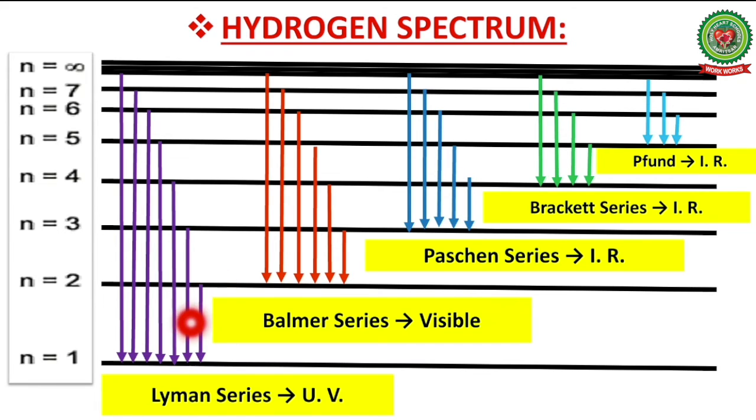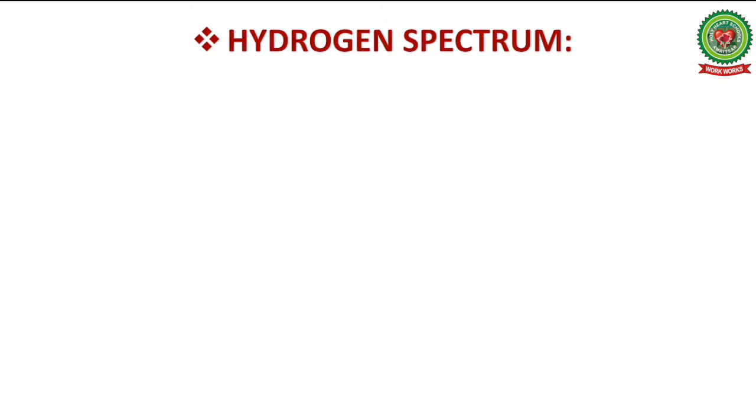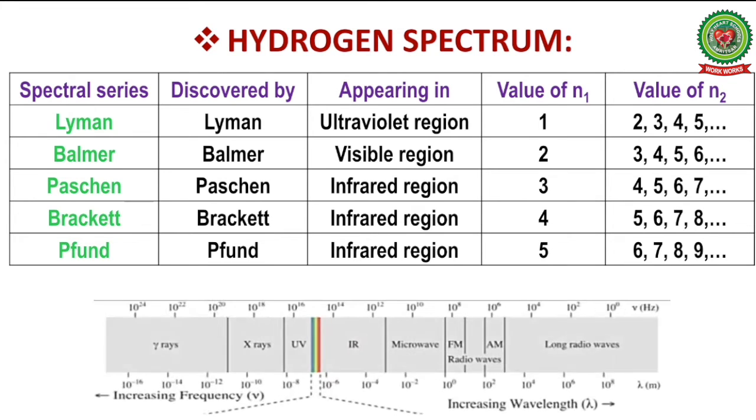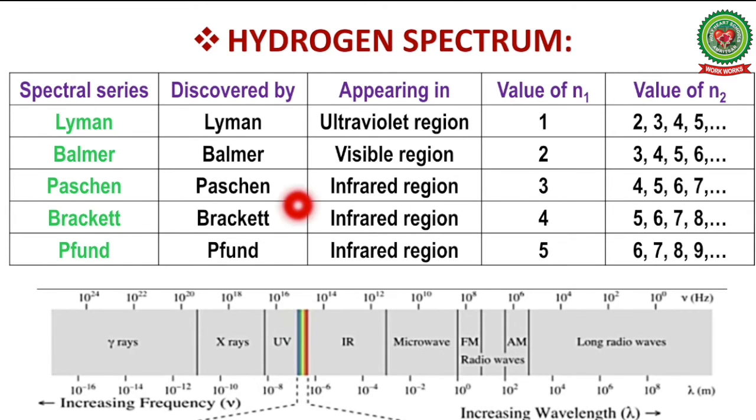Here the first line that we are obtaining is known as the alpha line, the second is known as the beta line, the third one is known as the gamma line and so on. Now let us wind up with what we have learned till now. We know the different spectral series, that is Lyman, Balmer, Paschen, Brackett and Pfund, which were discovered by these scientists, and they appear in the ultraviolet, visible and infrared regions.